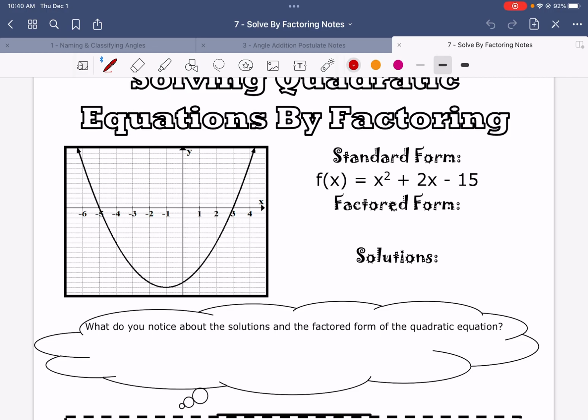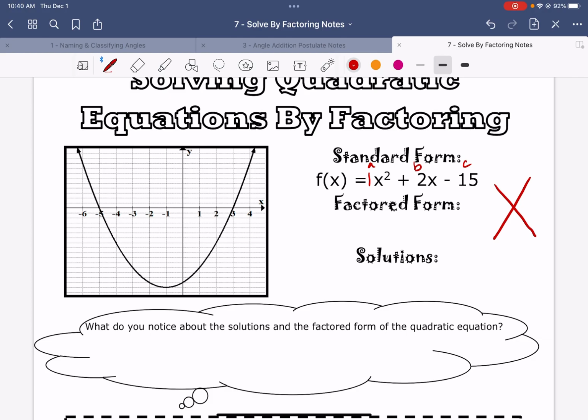So it says f of x equals x squared plus 2x minus 15. So we're going to make our cross puzzle, our x puzzle, whatever you want to call it. We need to identify a, b, and c. A is 1 in this problem. B is 2, and c is negative 15.